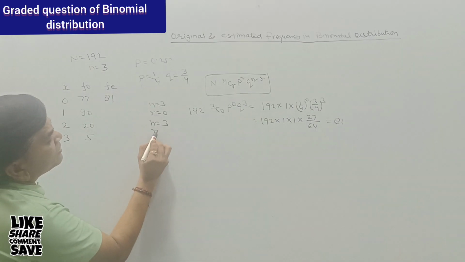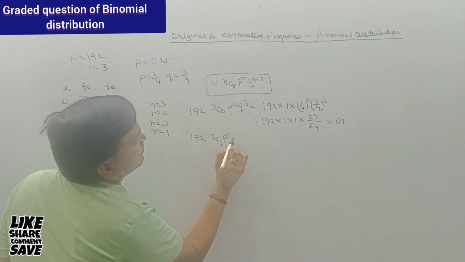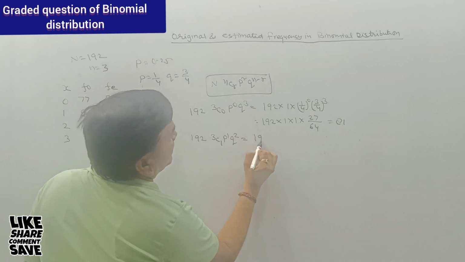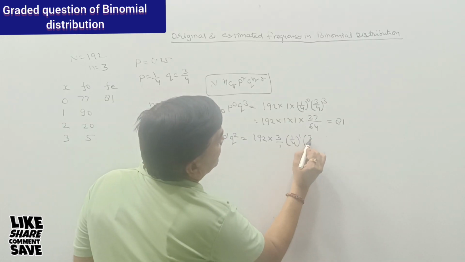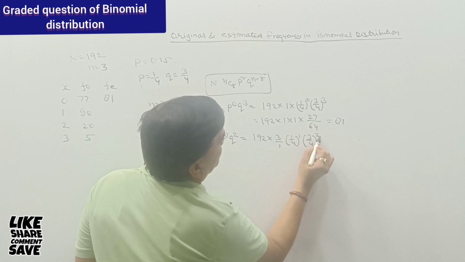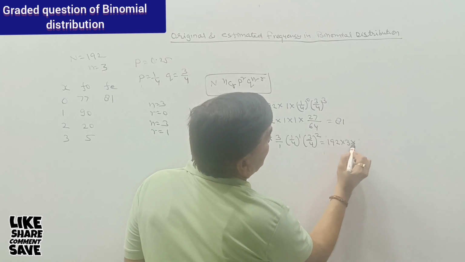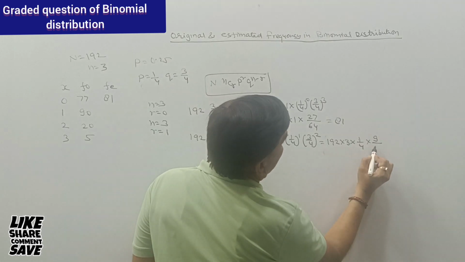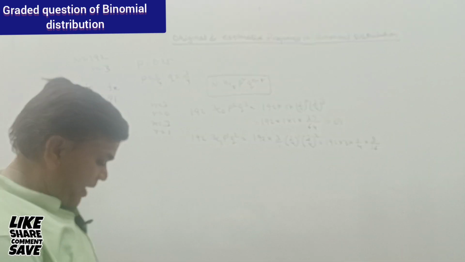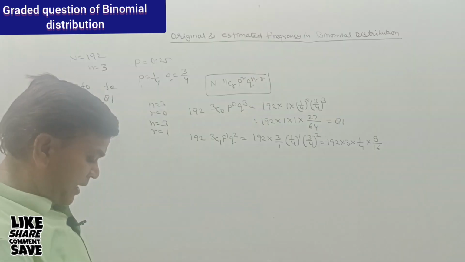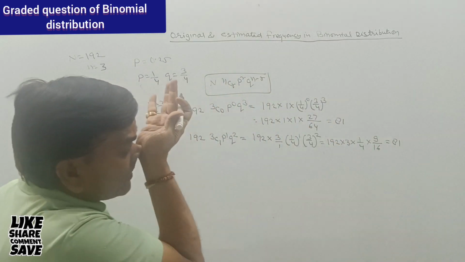Now r is equal to 1, having one albino child, so 192 × 3C1 × p^1 × q^2. So 192 × 3 × (1/4)^1 × (3/4)^2. So this will be 192 × 3 × 1/4 × 9/16. So we will have 192 × 3 × 9/64. So that will also be 81. So the second value is also 81.